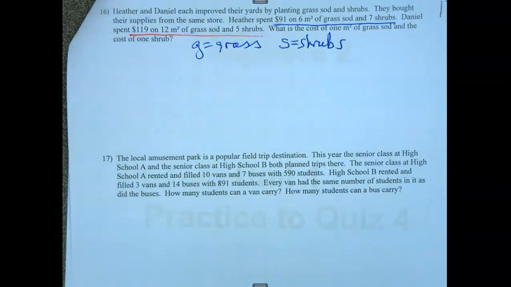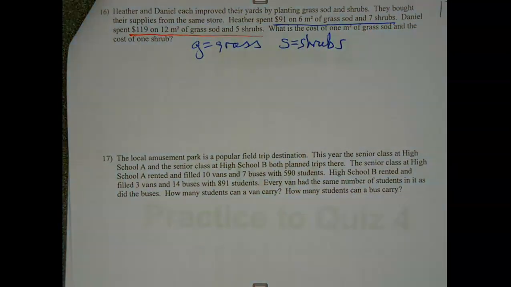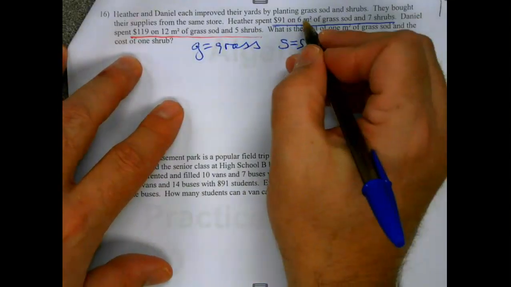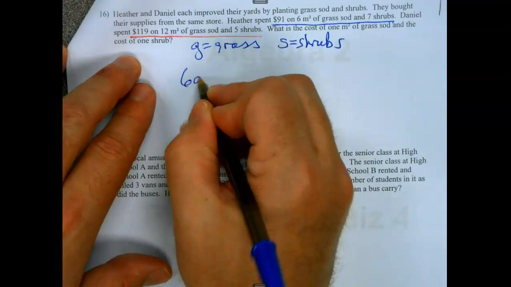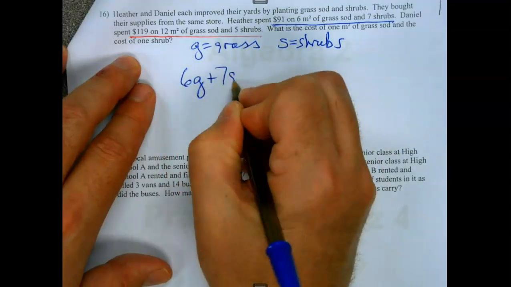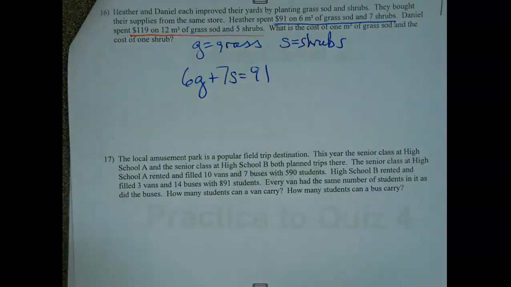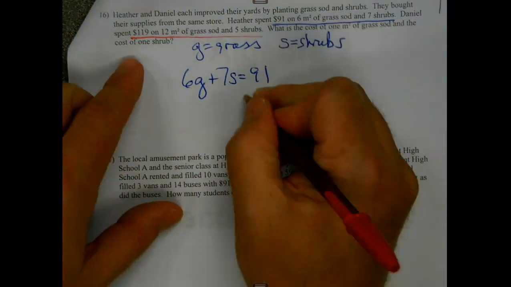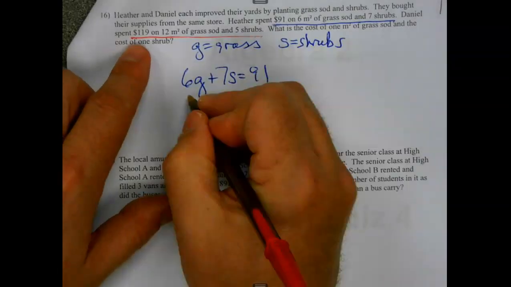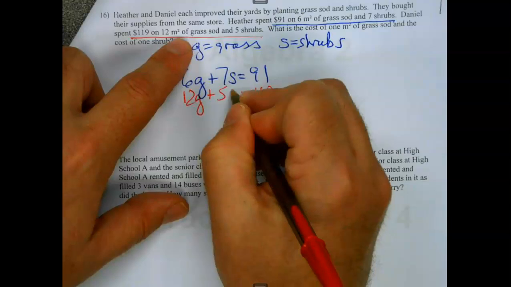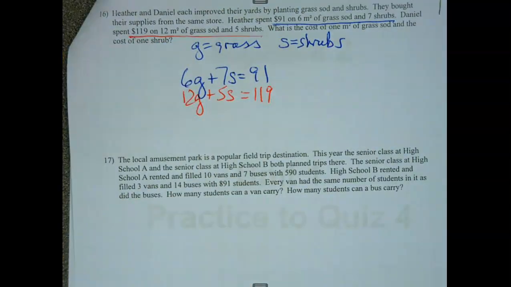And seriously, the equation is given to you. 6 square meters of grass. It does not mean square, it doesn't mean square the 6. So we got 6 grass and 7 shrubs is 91. If you want to put the 91 at the beginning, you can. Daniel, $119, 12 grass, 5 shrubs. And now I just got to solve it.